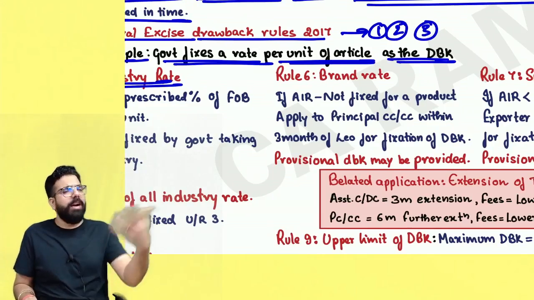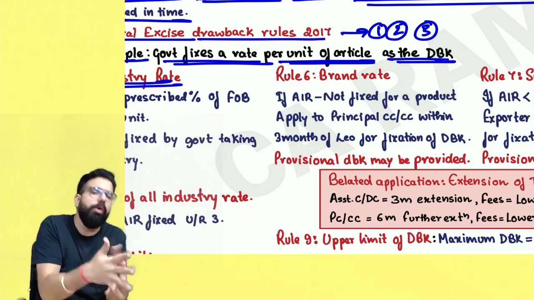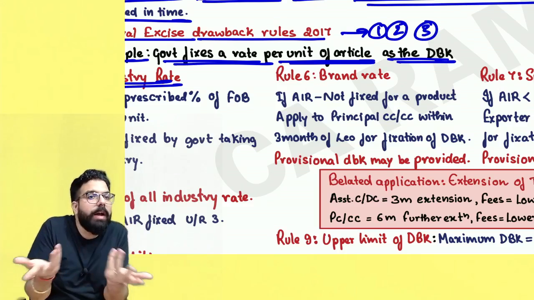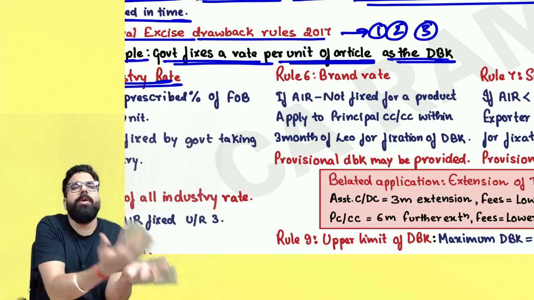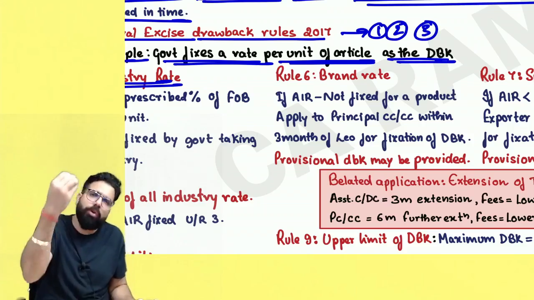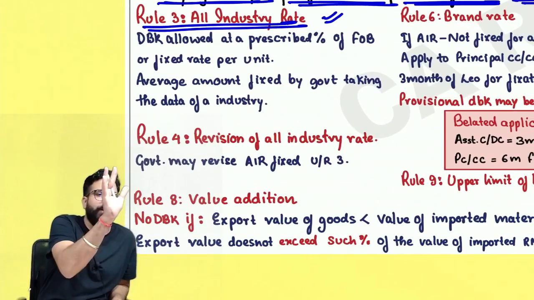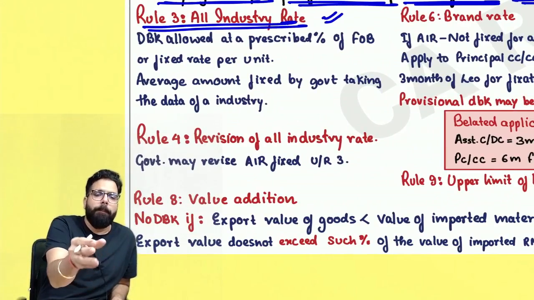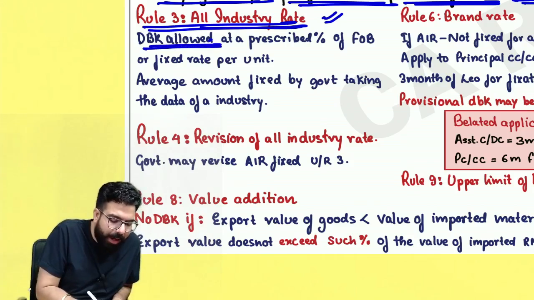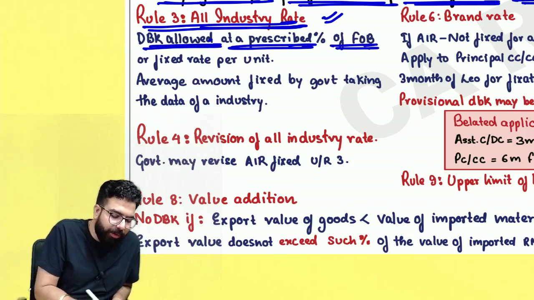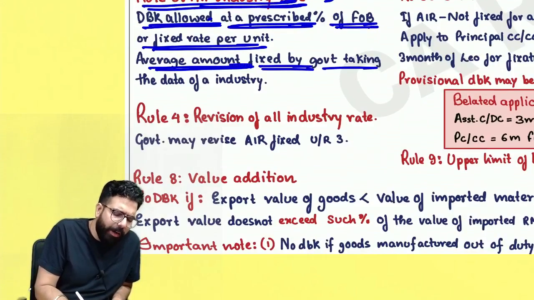Government is saying, you are a shirt manufacturer, you are importing cloth, making shirts and exporting. Now cloth you are importing, what are the other items you are importing? I can't sit with everyone and decide how much duty was borne by everyone and decide one duty drawback rate for everyone. No, I'll not do that. So government has fixed one all industry rate saying, based on your FOB, this much percentage will be given as duty drawback, or whatever items you are exporting, per item this much will be the duty drawback. So all industry rate means duty drawback allowed at a prescribed percentage of the FOB or a rate which is fixed per unit. Average amount fixed by the government. What is all industry rate?